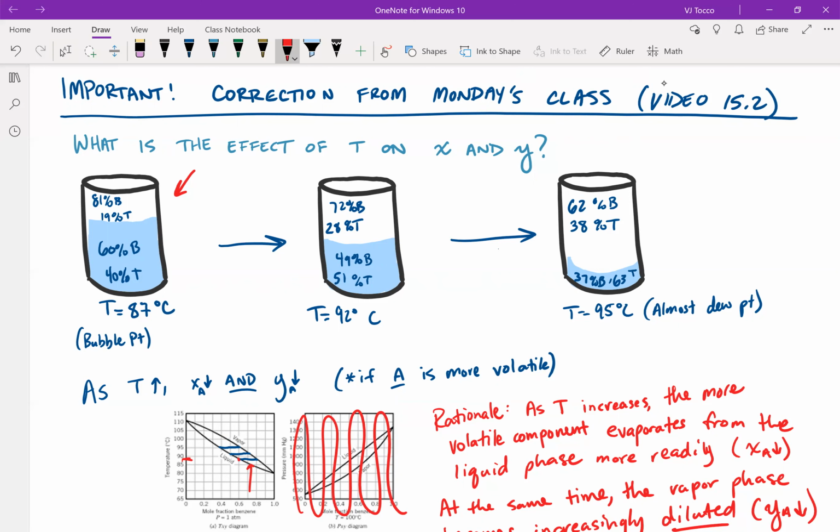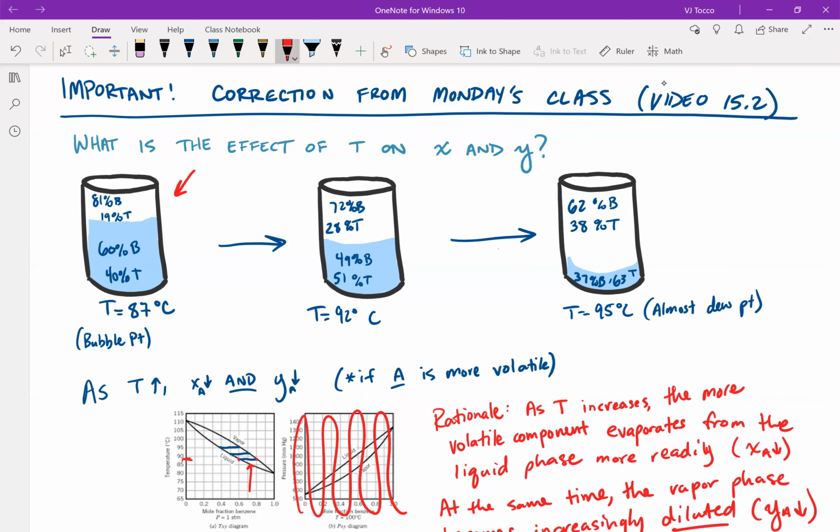I don't know how to accurately draw one bubble that is 81% benzene, 19% toluene. Just remember that a molecule is very, very small, right? There's 10 to the 23rd molecules in a mole, so you can have one bubble with multiple molecules in it, and that one bubble would have 81% benzene molecules, 19% toluene. And then, of course, this is where I'm getting the 81% benzene from.